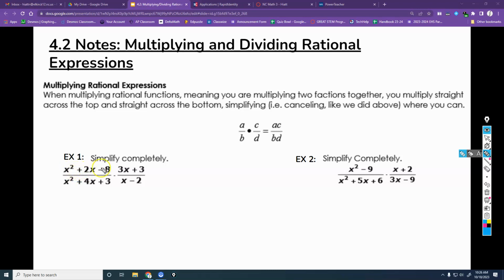Okay, so the factoring is what makes this tricky because some of us are stronger at factoring than others. So x squared plus 2x minus 8, we want to factor that into two sets of parentheses. I've got an x squared, so I know that's going to be an x and an x. For that negative 8, I'm looking for numbers I could multiply to get negative 8. That would be negative 2 and 4.